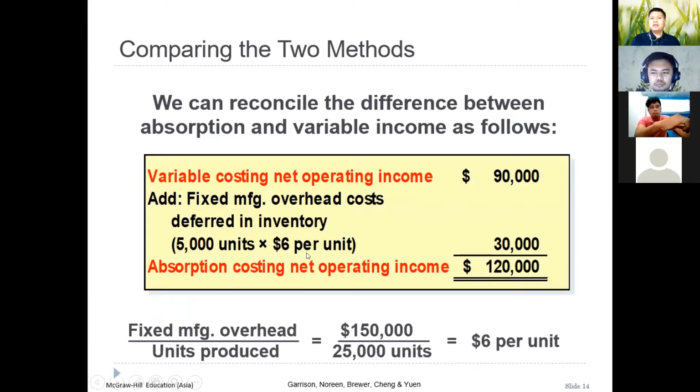How do you reconcile? Variable costing net operating income is 90,000, but absorption costing net operating income is 120. So what's the difference? 30,000. How do you account for the 30,000? It is the fixed manufacturing overhead cost deferred in inventory. What is it? Units of 5,000 multiplied by the fixed manufacturing overhead per unit of 6. So 5,000 times 6, that's 30,000.